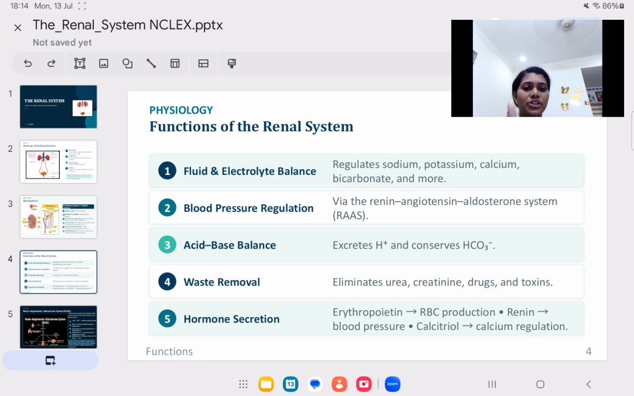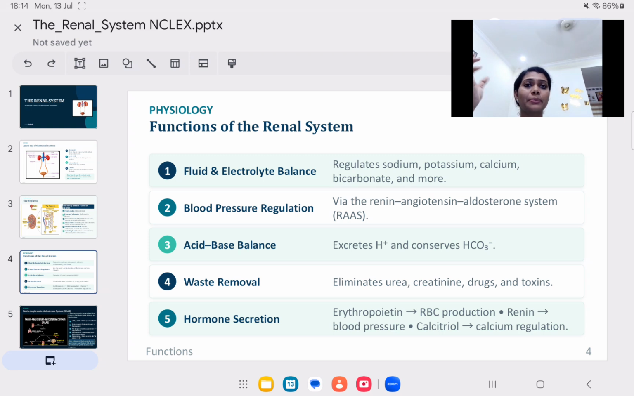If the kidney is not functioning properly, we get all the electrolytes at a high level, or otherwise we have a low level of electrolytes. And we can see all the kidney patients having edema due to this fluid imbalance in our body. So the kidney is maintaining the fluid balance.